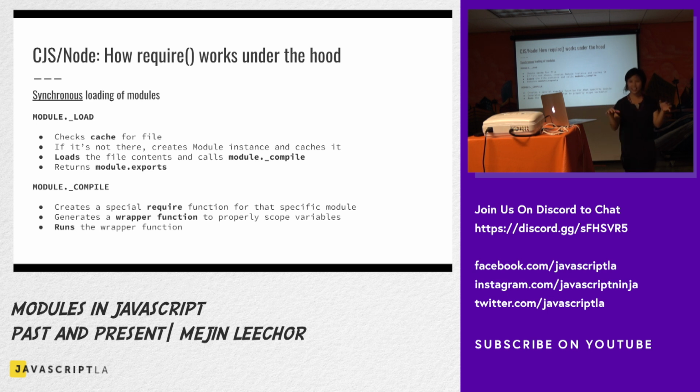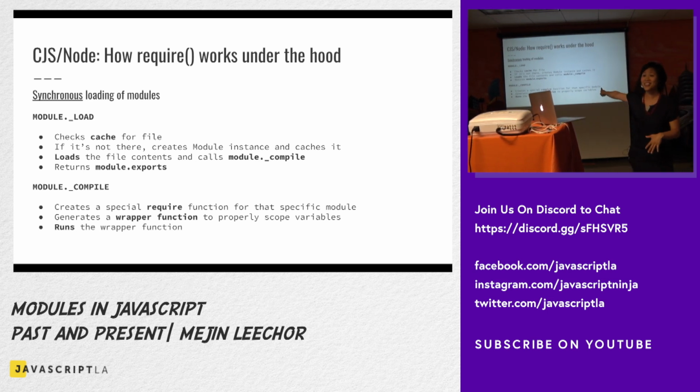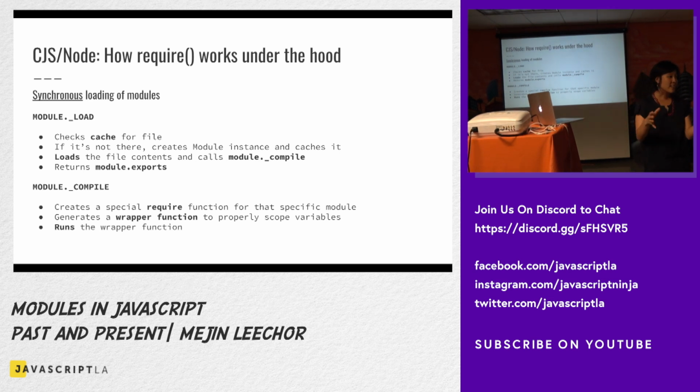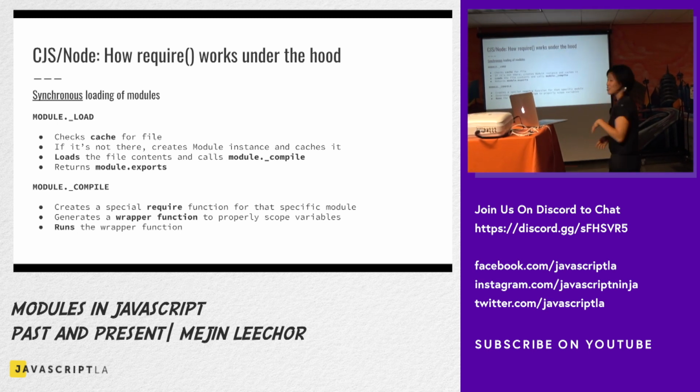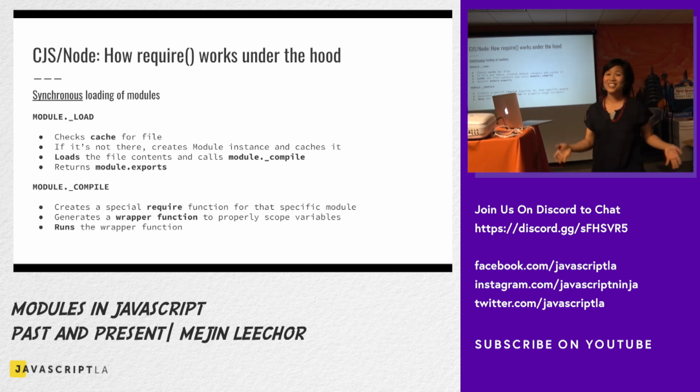And then this module._load function that's kind of under the hood of the require method then calls this module._compile function, and that's where the magic happens. This method creates a special require function. Actually, it's specific to every module instance that's being created, and it generates a wrapper function. So remember, just like with the module pattern, where we had to scope the contents that we wanted sort of protected in a module within a function so that we could have that little pile of data and functionality and properly scoped variables.